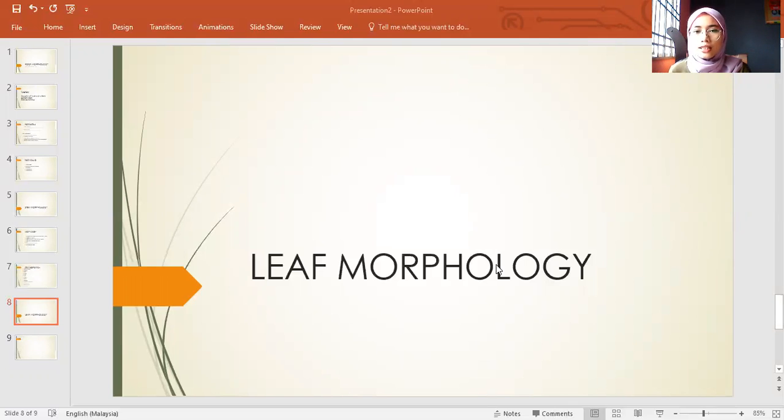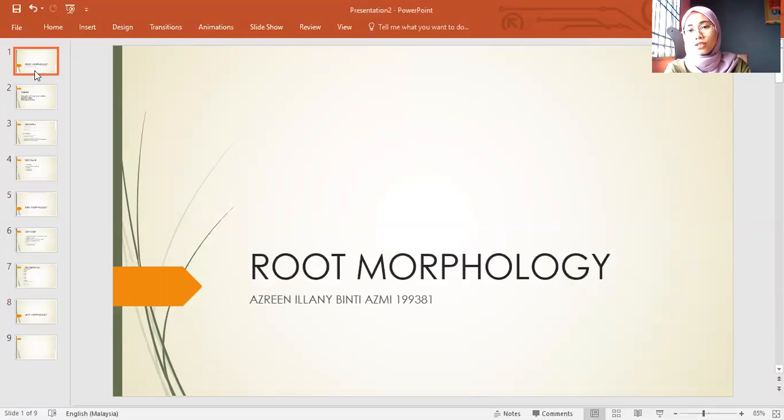Last question for leaf morphology, it is the difference between elliptic and flabellate shape in leaf. So elliptic, it is an oval shape, broadest in the middle with two narrow equal ends. For flabellate, it is a fan-shaped leaf. Okay. An example of elliptic leaf is mangosteen, and an example of flabellate leaf is Ginkgo biloba. That's all for my presentation on leaf morphology, root morphology, and also stem morphology. Thank you.